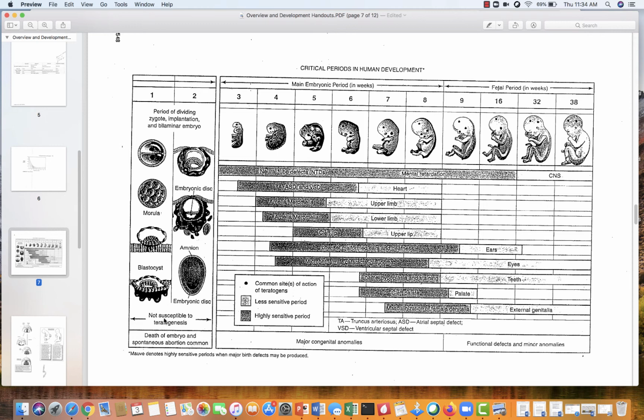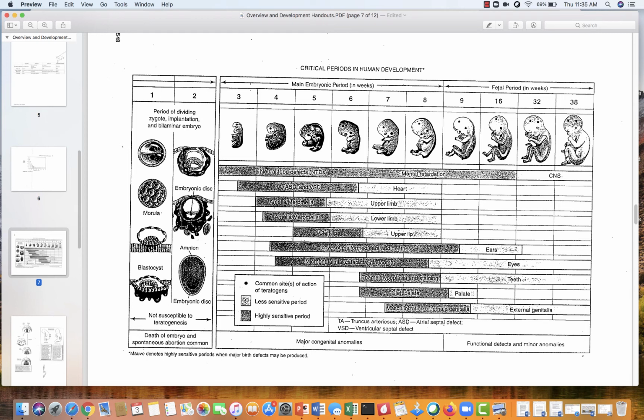I will mention that at this stage of development, there's no susceptibility to teratogenesis. Okay, 3 weeks to 8 weeks is considered the embryonic period, in which major congenital abnormalities can occur. And then during the fetal period, which is 9 weeks to 38 weeks, that's where you have development of functional defects and minor anomalies. Okay, in those first 2 weeks, teratogen exposure can lead to death of the embryo or spontaneous abortion, which is common.